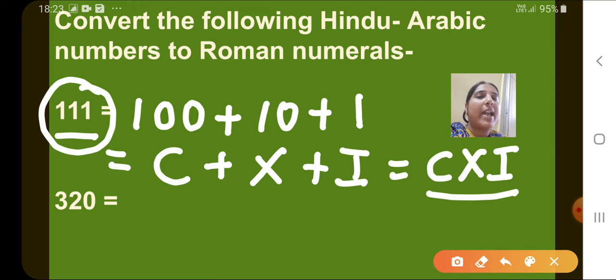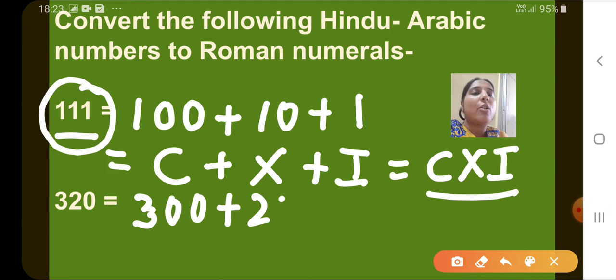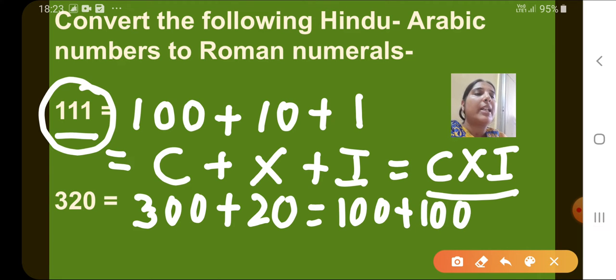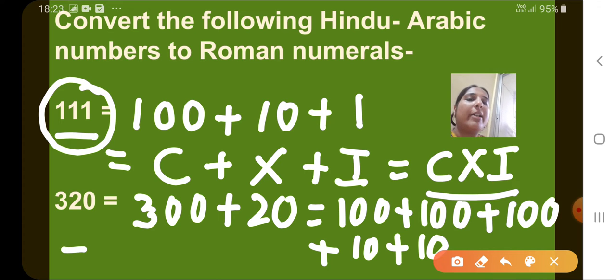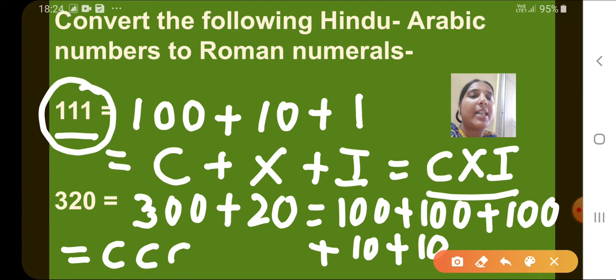Okay, now let's see the second number, which is 320. First let's write the expanded form. How can we write the expanded form of 320? We can write it as 300 plus 20, or we can write it as 100 plus 100 plus 100, 3 times, then plus 10 plus 10. Now how will we write 300 here? Because 100 is 3 times. For a single 100, we denote it by C. So 300 means 3 times we will write C, C, C.